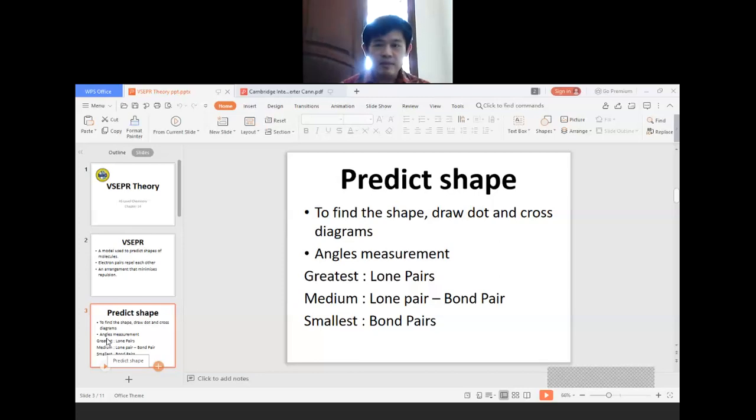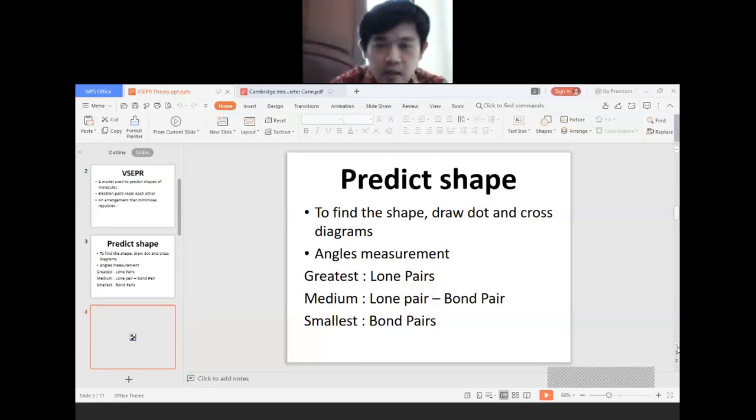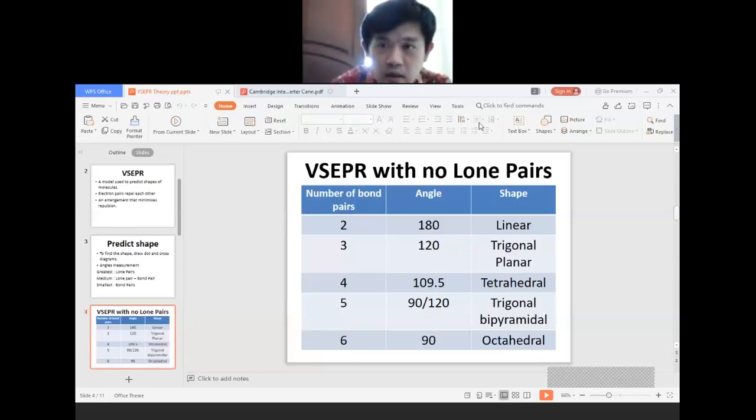Okay, so for the angle measurement, the greatest repulsion is by lone pair and lone pair. And then the medium is lone pair, bond pair. And then the smallest is bond pair, bond pair. That is how to predict the shape. And then next, let's see the VSEPR with no lone pairs.